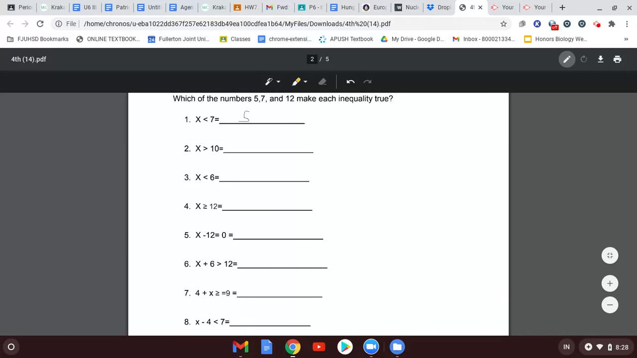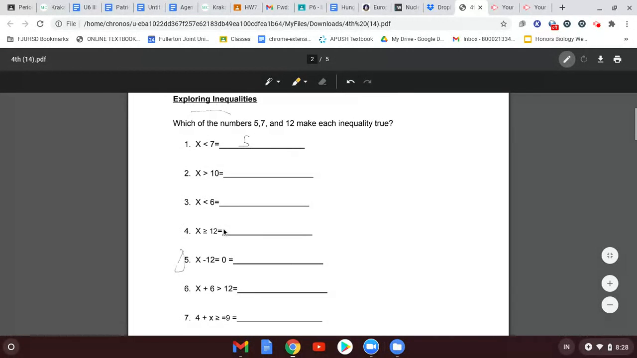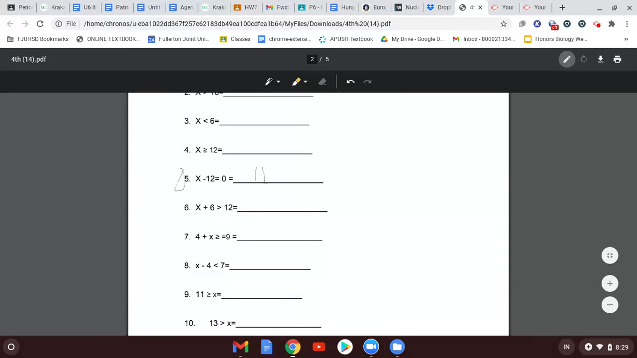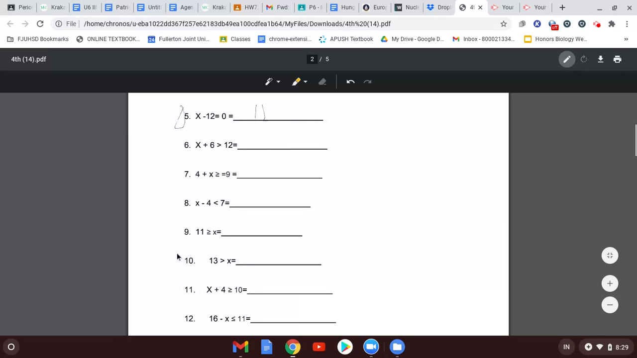Let's try doing another one. So let's try doing number 5. x minus 12 equals 0. Which of these numbers, 5, 7, or 12, make this equation true? The only one is 12, right? Because only 12 minus 12 equals 0. 7 minus 12 does not equal 0, and 5 minus 12 does not equal 0. Therefore, it has to be 12.